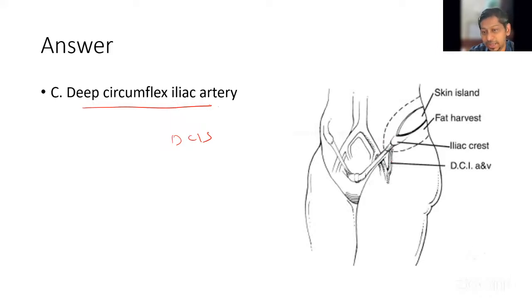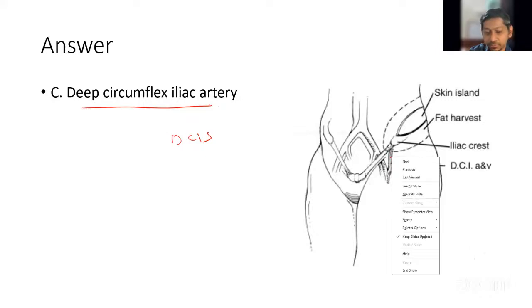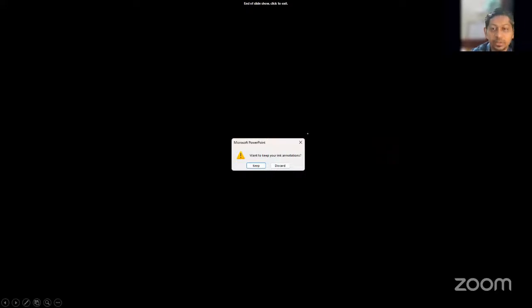So the deep circumflex iliac artery is lying here deep to the anterior superior iliac spine, and it gives off perforators that come onto the skin. So usually at the area of the lateral flank, just above the ASIS, you can use soft tissue and fascia for reconstruction of the breast. This can be combined with a DIEP flap as well for bilateral breast reconstruction.